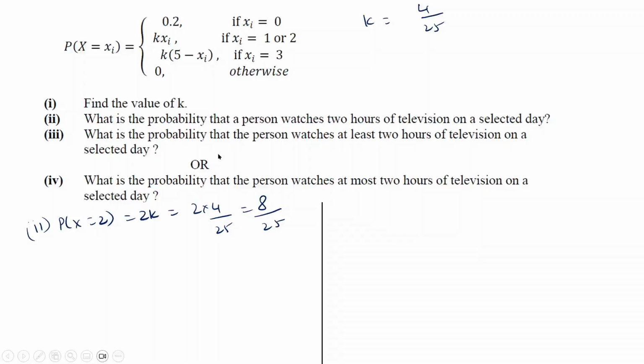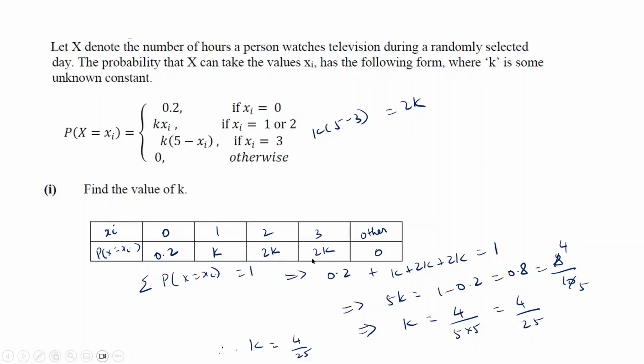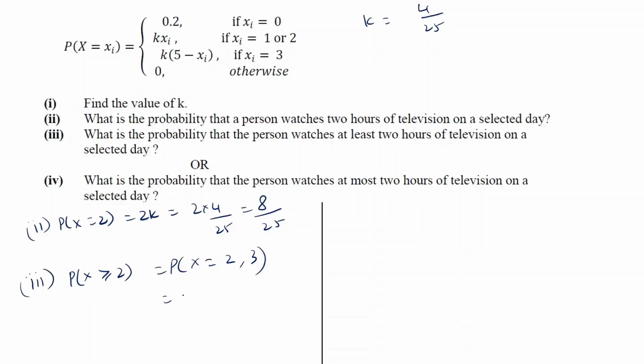Next, we have the third subdivision, the probability that the person watches at least 2 hours of television on a selected day. So, the third subdivision is probability of X greater than or equal to 2. So, it is probability of X equal to 2 and X equal to 3. Probability of X equal to 2 is 2K, and X equal to 3 is also 2K. So, this is 2K plus 2K, which is 4K. K we already found is 4 by 25. So, this is 4 into 4 by 25, which is 16 by 25.